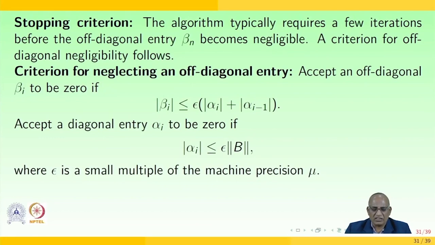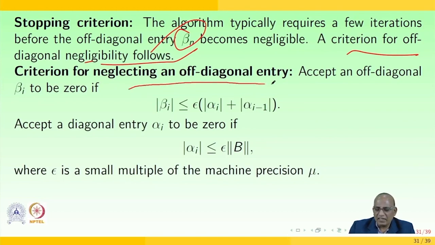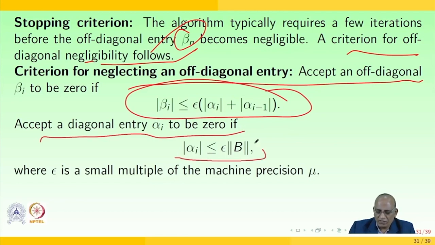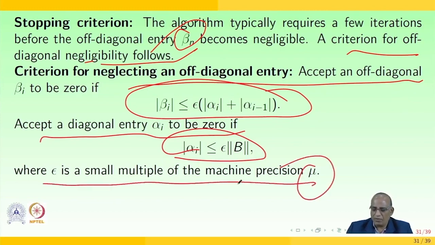Stopping criteria for this iteration: the algorithm typically requires a few iterations before the off-diagonal entry becomes negligible. A criterion for the off-diagonal being negligible follows. Accept an off-diagonal entry to be 0 if the absolute value of beta i is less than or equal to epsilon times the sum of the absolute values of alpha i and alpha i minus 1. Accept a diagonal entry alpha i to be 0 if the absolute value of alpha i is less than or equal to sigma times the norm of B, where epsilon is a small multiple of the machine precision mu.